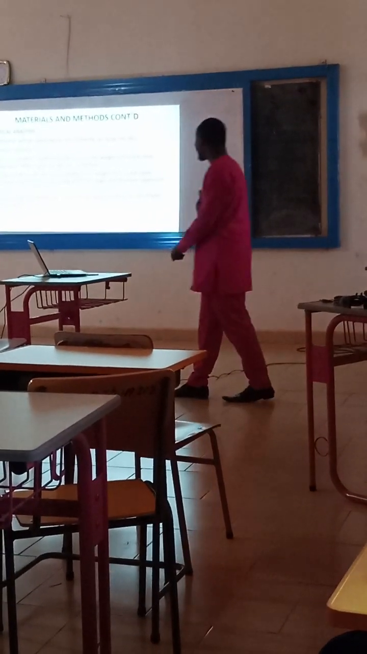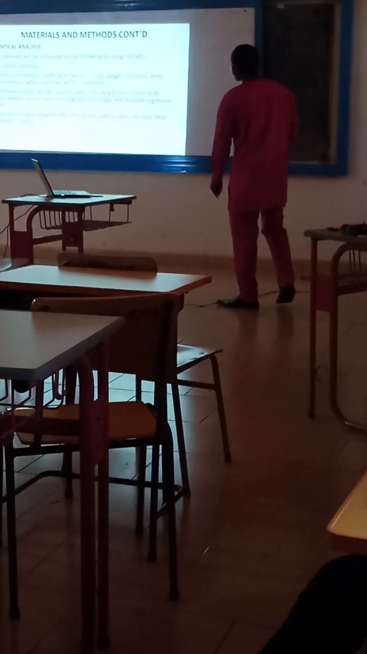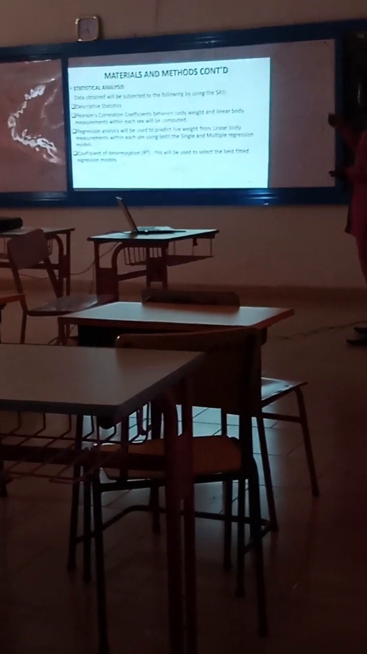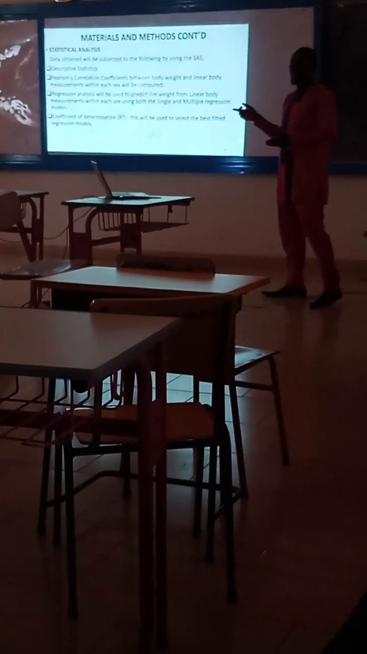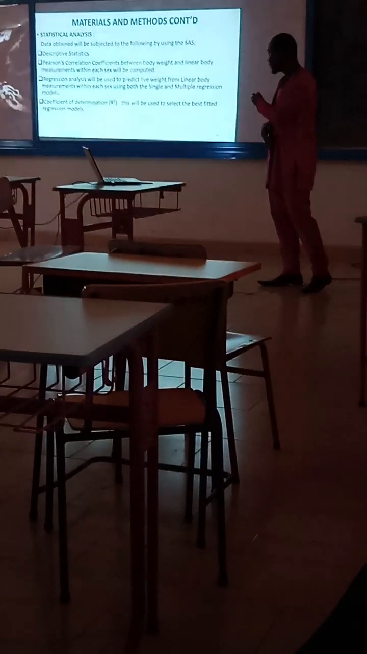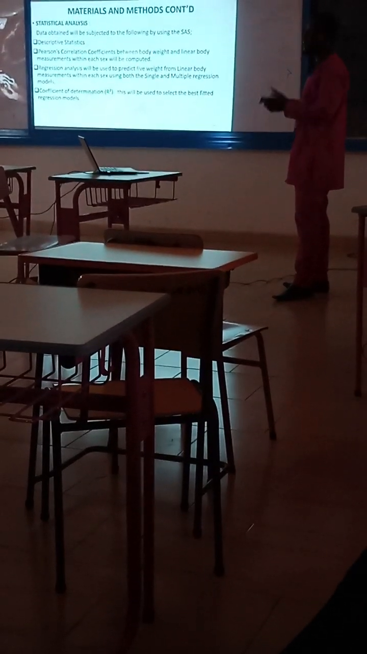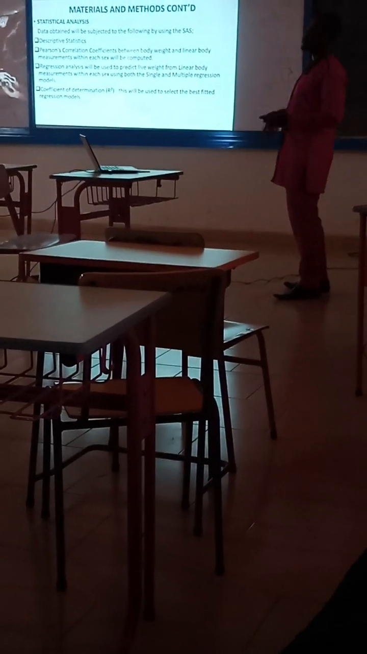The statistical analysis. The data obtained will be subjected to the Statistical Analysis System. First of all, we look at the descriptive statistics: the mean, the standard deviations, and the covariance. From this, we will be able to look at the Pearson correlation between the body weights and the linear body measurements within each sex, both the male and the female. So with the male, you look at the correlations between the morphometrics and the body weights, and the same with the female.